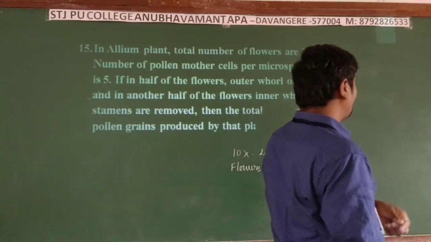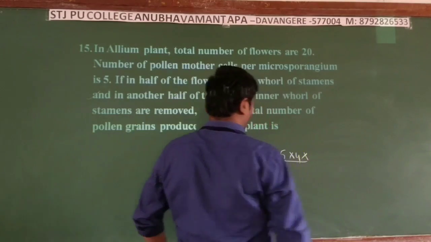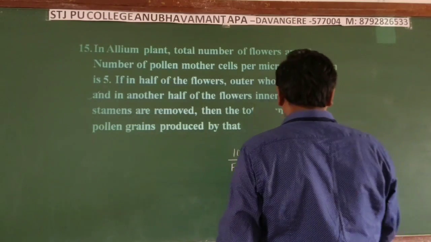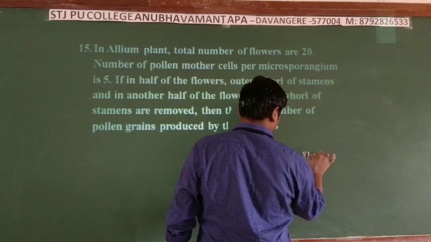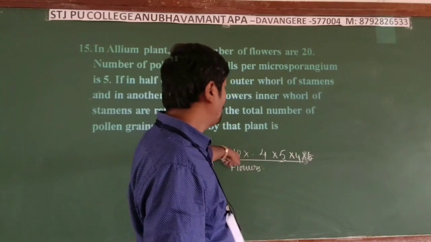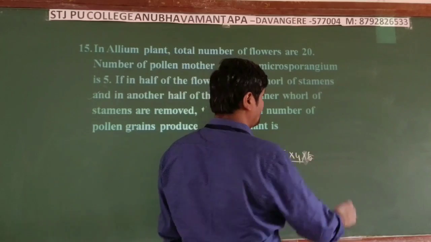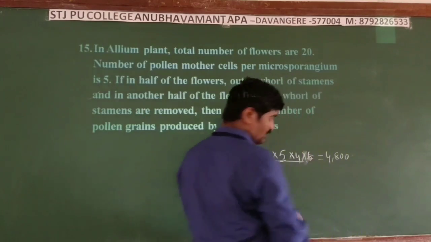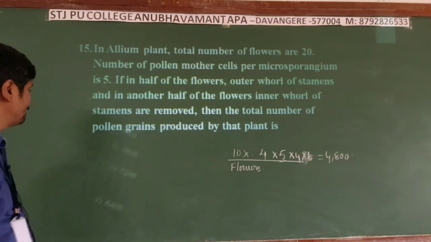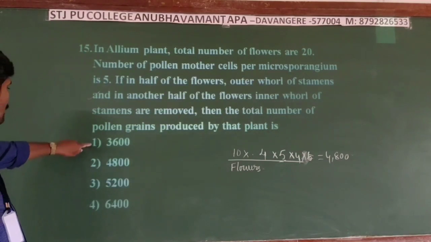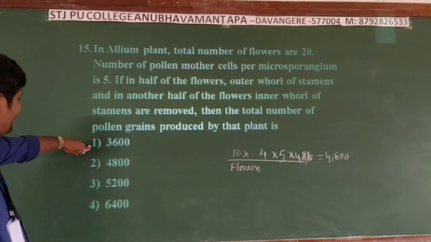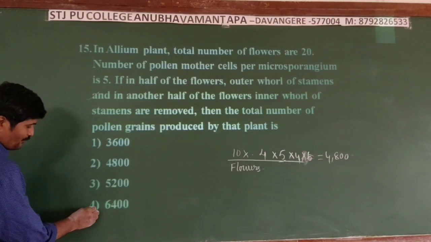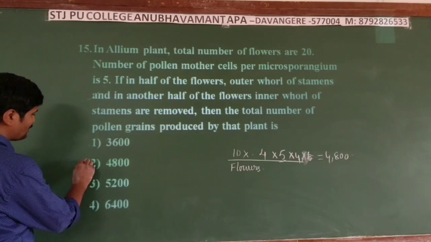Now see the correct answer: 10 into 4 into 5 into 4 into 6, the total number of stamens being 6. The total is 4800. First option 3600, second option 4800, third option 5200, and 6400. Which one is correct?